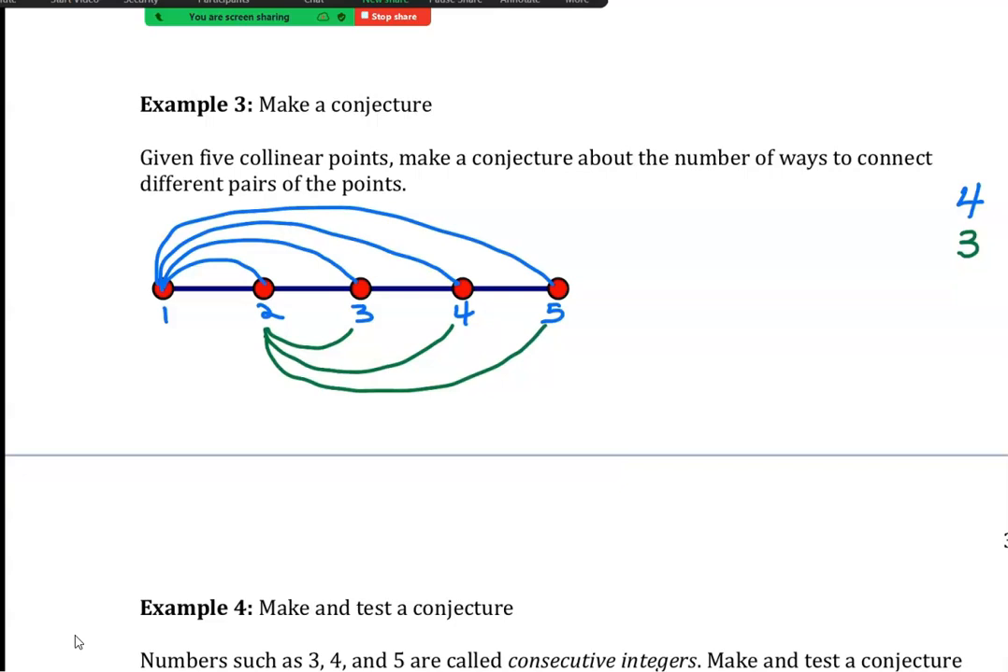Okay, what could come next? How about 3 with 4 and 3 with 5? That's 2 more ways. Now 3 is connected to everything. And lastly, if I connect 4 with 5, every single one is connected with every single other one. So this is 4, 7, 8, 9, 10. So there's 10 connections if I have 5 dots. Okay, so that's interesting. So that was a visual pattern.